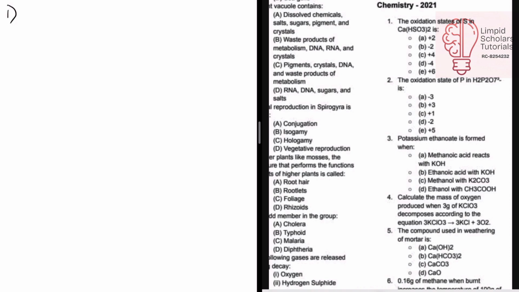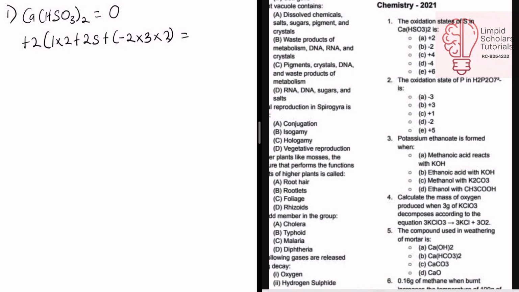Oxidation state: remember, when a compound doesn't have a charge, like a neutral compound, it is equal to 0. So we solve Ca(HSO3)2 equals 0. You know that the oxidation number of calcium is +2. For hydrogen it is 1 times 2, plus 2S, plus (-2 times 3 times 2) is equal to 0.